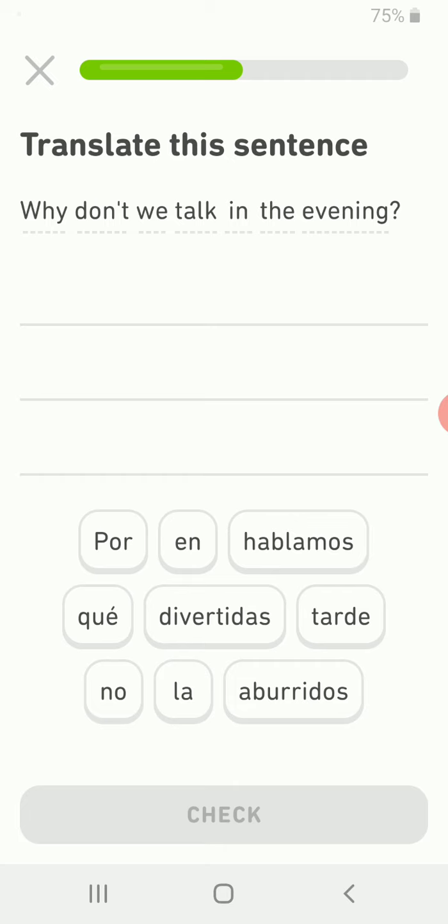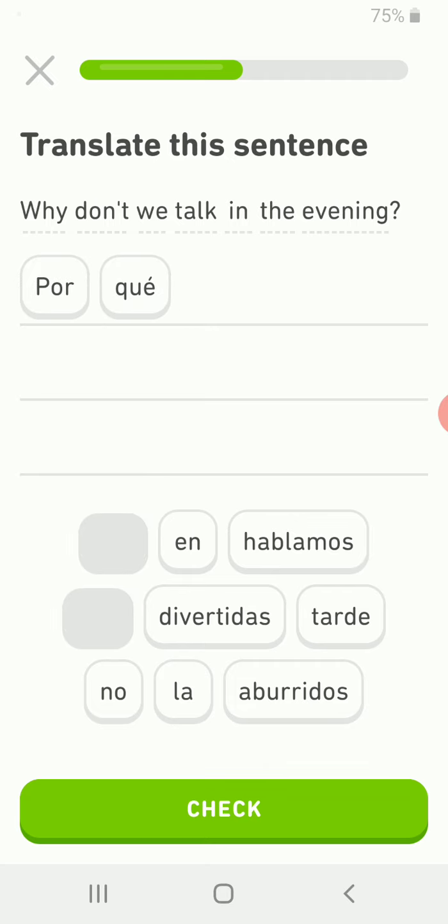Translate this sentence. Why don't we walk in the evening? So, ¿por qué? If you have porque together, it means because. But here, if it's separate like this, it's why. So this is also very important. And I think that porque, because, does not have an accent.